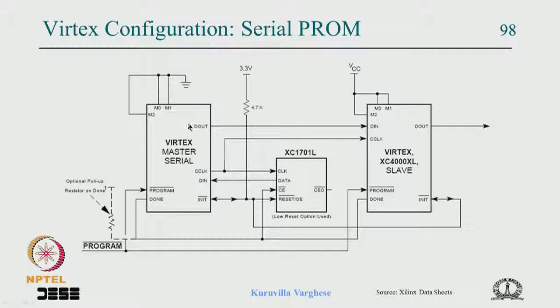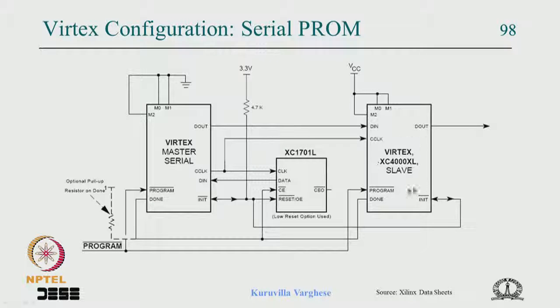The master FPGA programs first, and while it is getting programmed, this D out is made 1. The 1 is going there, so the slave waits for the starting pattern of the configuration. Since everything is 1, it will wait. So the master FPGA configures itself. Once the configuration is over, the slave FPGA's configuration bits come, and those are bypassed to the D out, and the slave gets programmed, and so on.